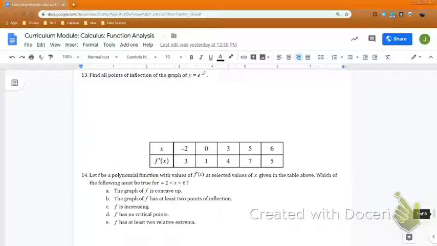On question 13, it's asking us to find all points of inflection for the graph of y equals e to the power of negative x squared. Let's remember that a point of inflection comes from the second derivative graph. If you look at our little chart up here, it says a possible point of inflection comes from the second derivative graph, only if it changes sign. So we're going to be looking for the zeros of the second derivative that change from positive to negative or vice versa from negative to positive. So we have to find the second derivative of this first.